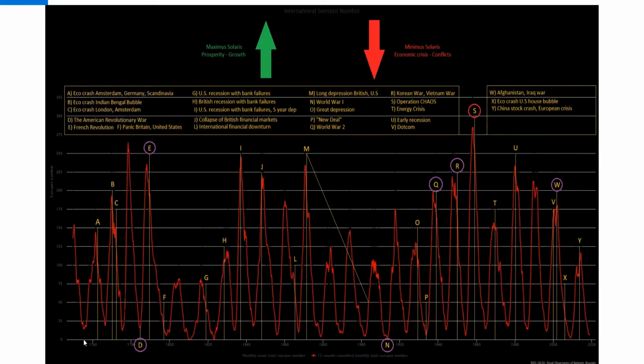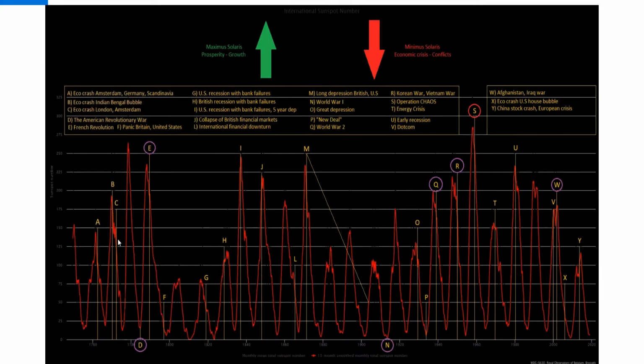As you guys can see, let's start here from the 17th. The first event that we had in this Minimus Solaris here on A, it's an economic crash in Amsterdam, Germany, and Scandinavia. Okay, so as you guys can see, we topped out for Solaris Apex, and then we had those crises. And then on B, another, right after the top for Maximus Solaris. Economic crash, Indian Bengal bubble. Okay, this one is very popular. Was before the 1800s.